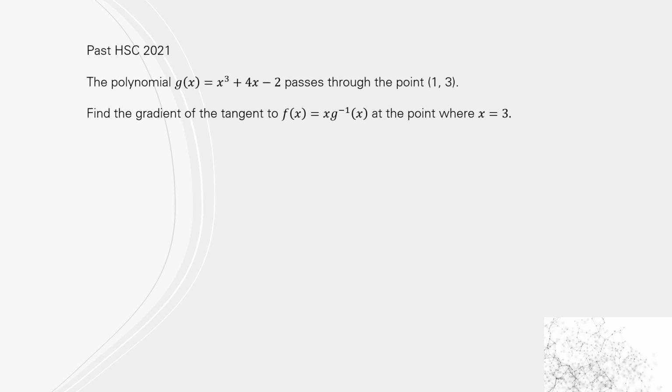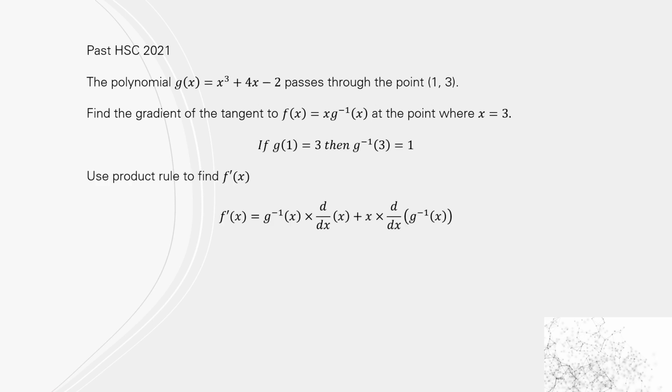So here's a polynomial that passes through the point (1, 3). Find the gradient of the tangent to the function x g^-1(x) at the point where x equals 3. Hopefully straight away you recognize that gradient of a tangent means we've got to differentiate x g^-1(x), so that's x times the inverse, which means it's a product rule. So let's have a look at how we do this one. If g(1) is equal to 3, then g^-1(3) is equal to 1.